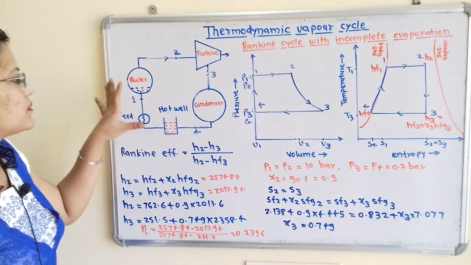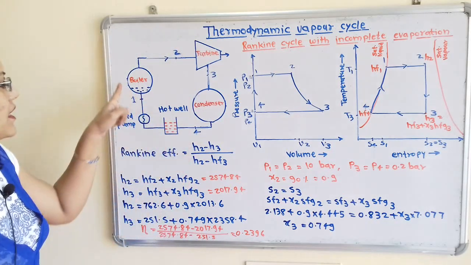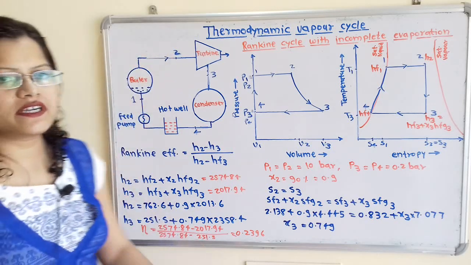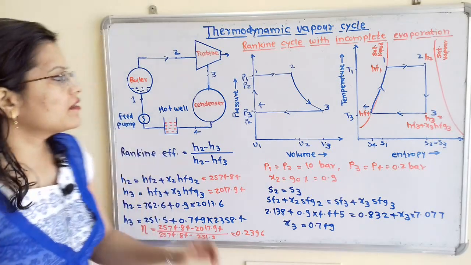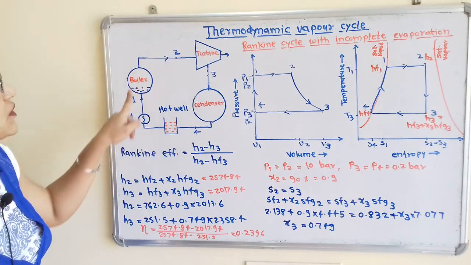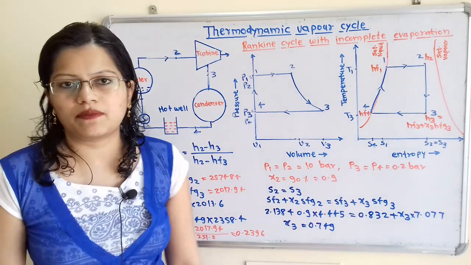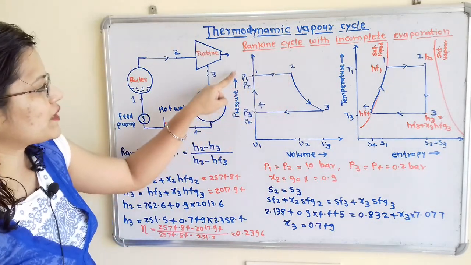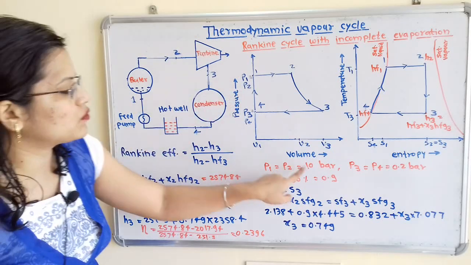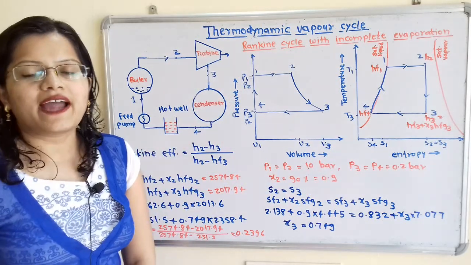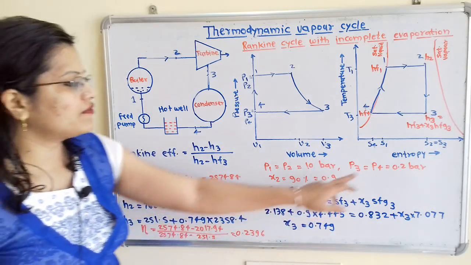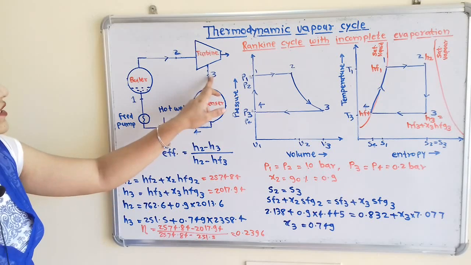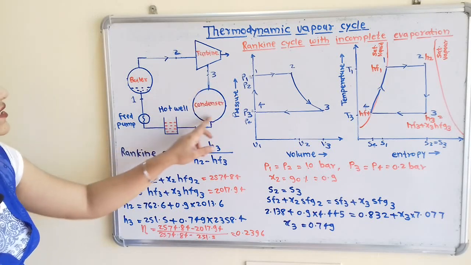Now if we observe the different processes, then in this boiler saturated water is getting converted into steam. So here pressure of steam during the process 1 to 2 is given, that is 10 bar. So this process 1 to 2 is taking place at constant pressure. So we can say that P1 is equal to P2 is equal to 10 bar. And it exhausts at a pressure of 0.2 bar. So steam is getting exhausted during the process 3 to 4, that is in the condenser.